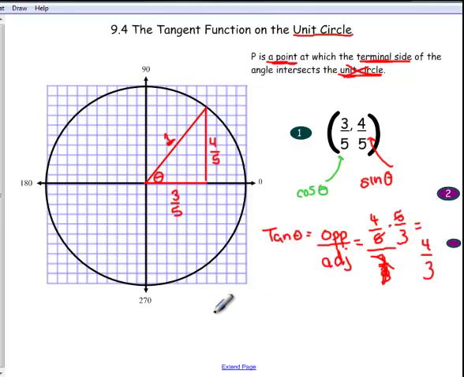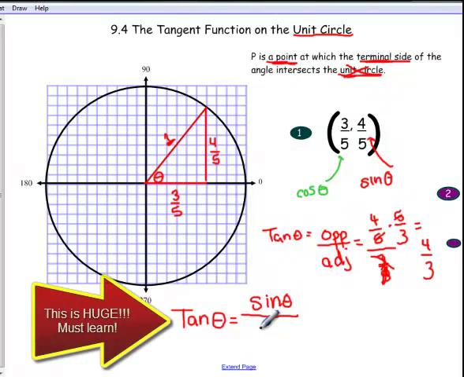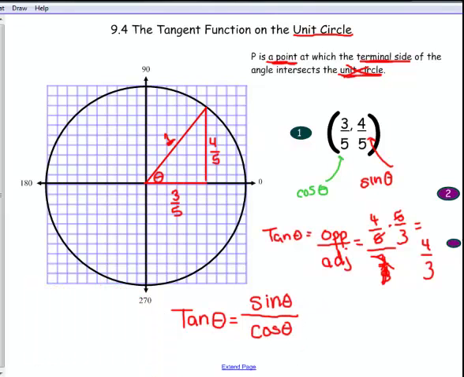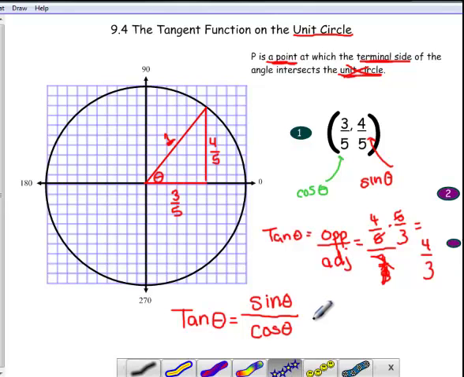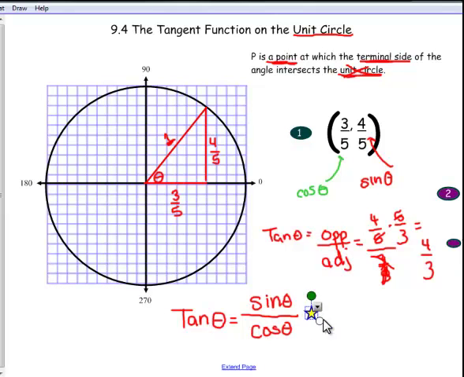So we have something new, and I want this written down in big notes in your notebook. The tangent of any angle can now be found by taking the sine of the angle and putting it over the cosine of the angle. Store that. You're going to live and die by that.